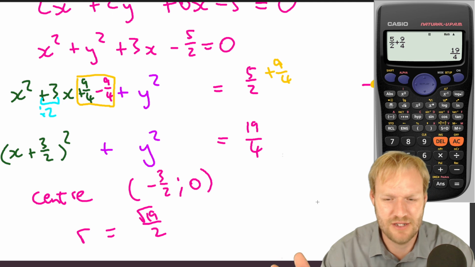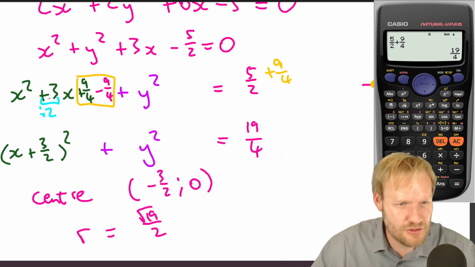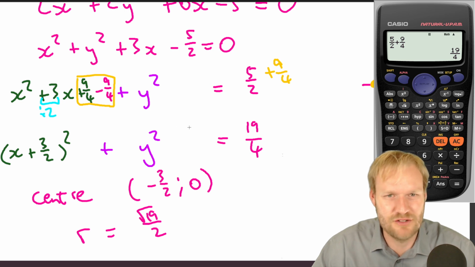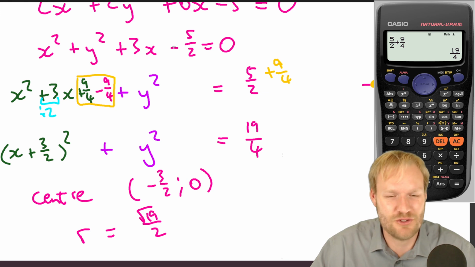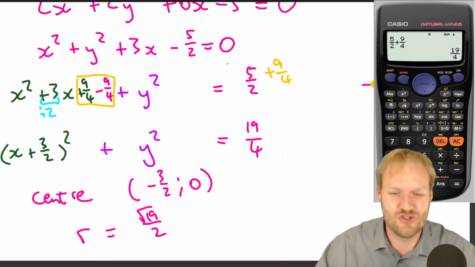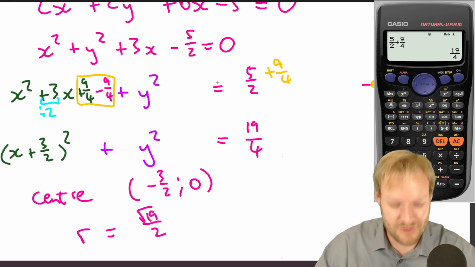Okay, so there's our circles. Complete the square, work through this process, maybe dividing by 2, and go for it from there. Okay, so exercise 2 is all yours. Enjoy, and see you later.